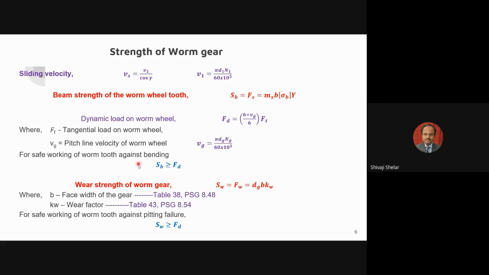So this is the maximum capacity of the strength, and this maximum capacity has to be greater than your dynamic load. At most it can be equal, otherwise the design will fail. So for a safe design, you should have Sb greater than Fd.